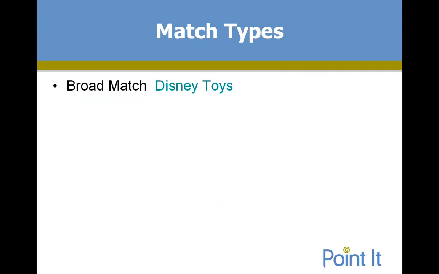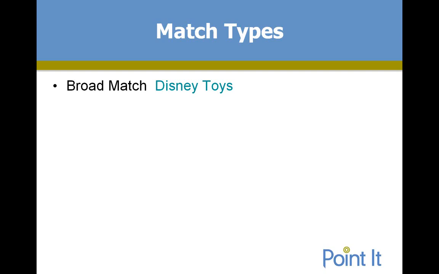And part of that optimizing process is really in the development of keywords and match types. So I'm going to try to explain this. I'll give you a little overview. Remember, this is a Google AdWords 101, and we're trying to keep this at a lowest common denominator level so everybody can understand. Broad match, I'm giving an example of Disney toys.